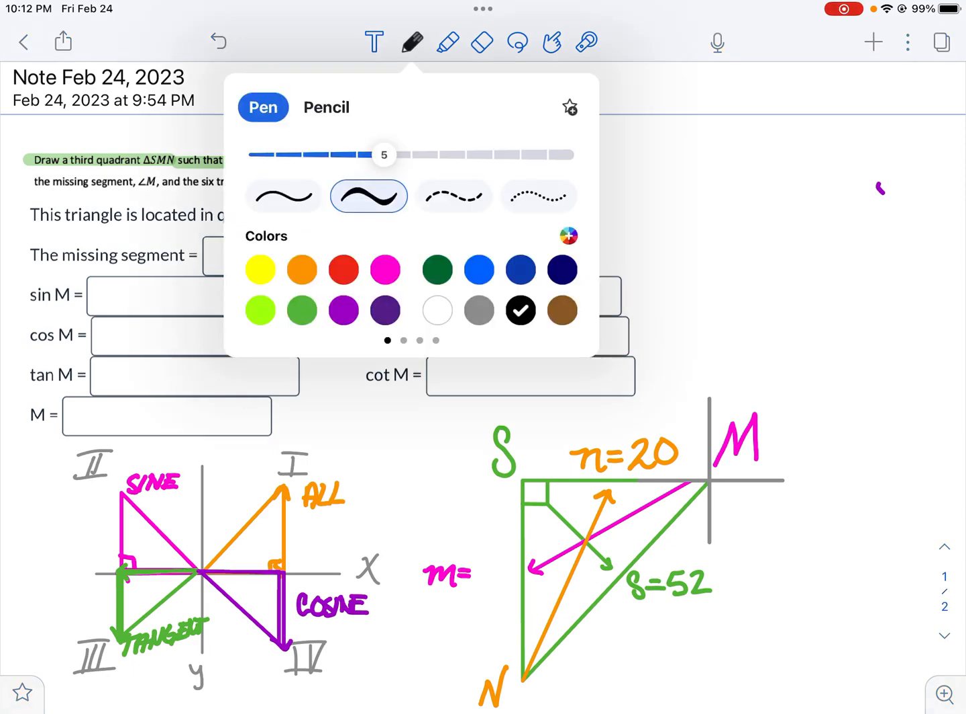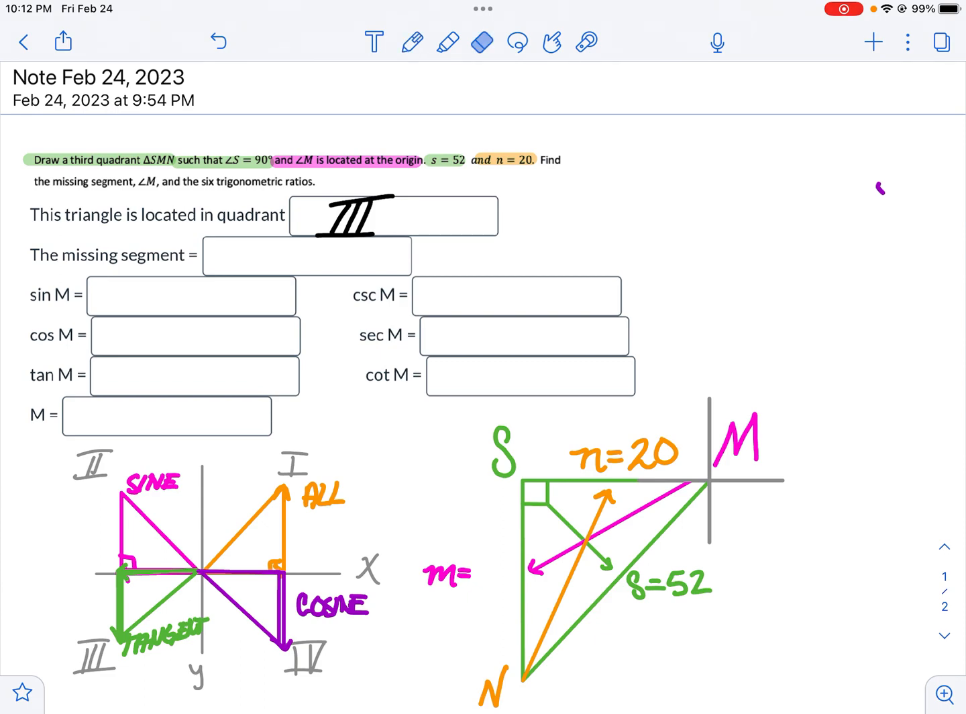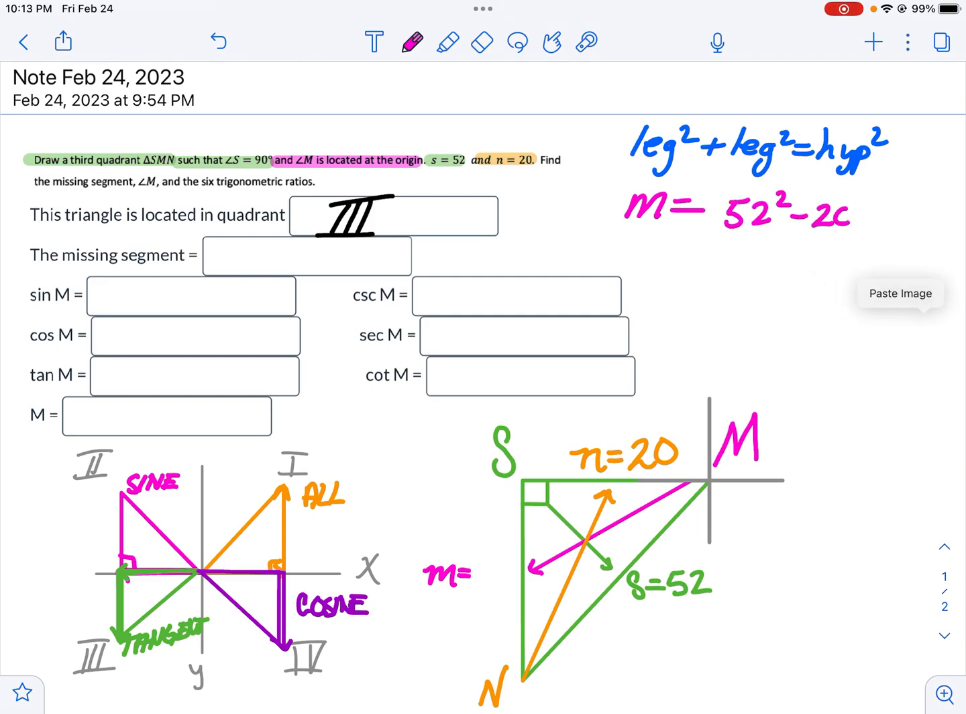For the missing segment, we're going to use the Pythagorean theorem. And the Pythagorean theorem is leg squared plus leg squared equals hypotenuse squared. And we are looking for m. So we are going to say m is equal to the square root of the hypotenuse squared minus one of the legs squared. The square root of their difference will give me m. And when I do the math, m turns out to be 48.